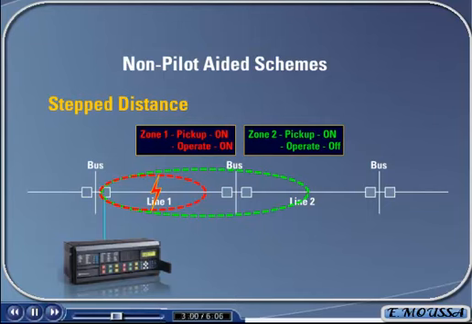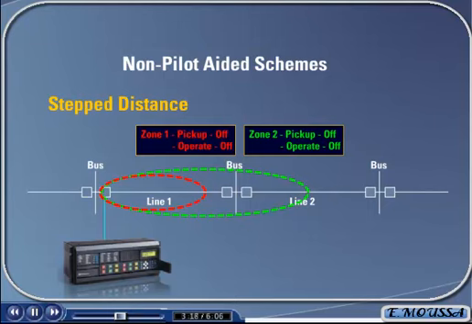The Zone 1 operate flag will then trigger the relay to trip to clear the fault. At that point, the fault will be cleared. The Zone 1 pickup and operate flags will turn off. The Zone 2 pickup flag will turn off, and the Zone 2 operate flag will stay in the off state, having never turned on.